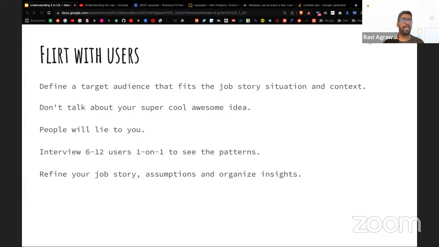Based on your learnings and whatever people have shared with you, you can refine your job story, you can refine your assumption, and you can organize your insights, right? 80% of the time that I see people struggling with a problem statement is when they don't really know how to ask questions or do user research. But I'll share with you 5 questions that you can ask in any context, and that will help you get to the real goal. Now, as I said, this will work 80% of the time, but not the other 20% of the time.